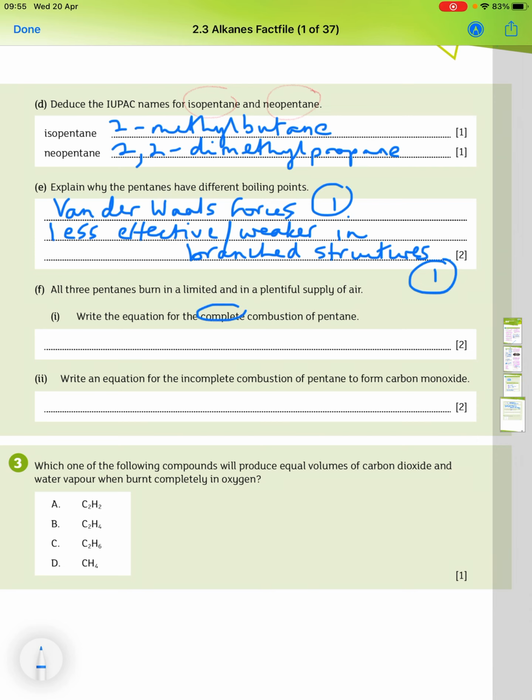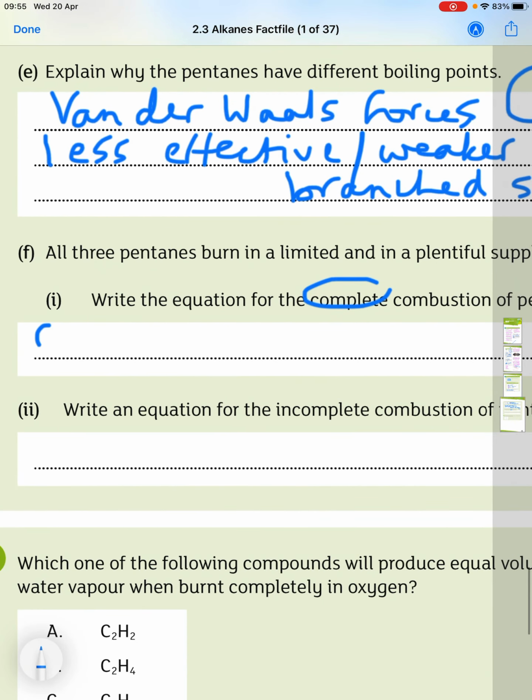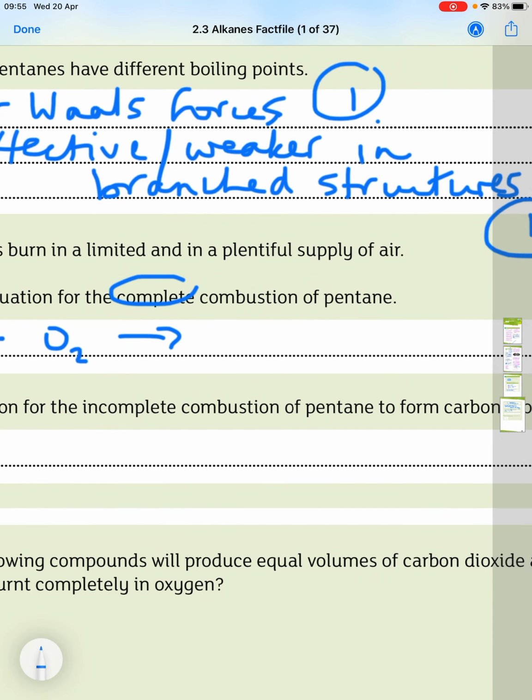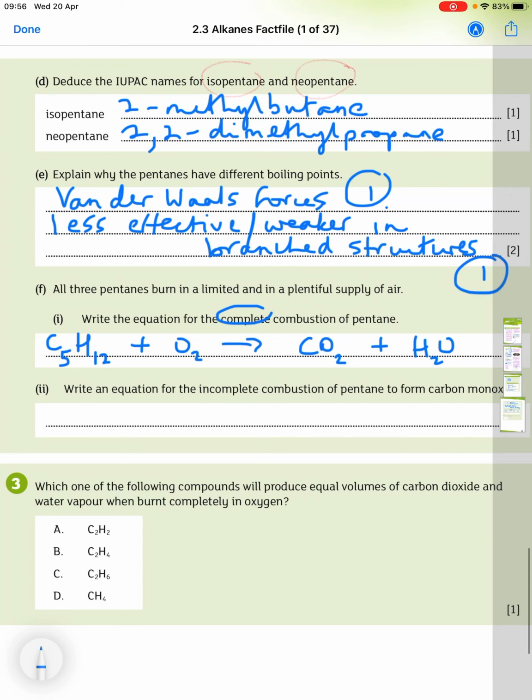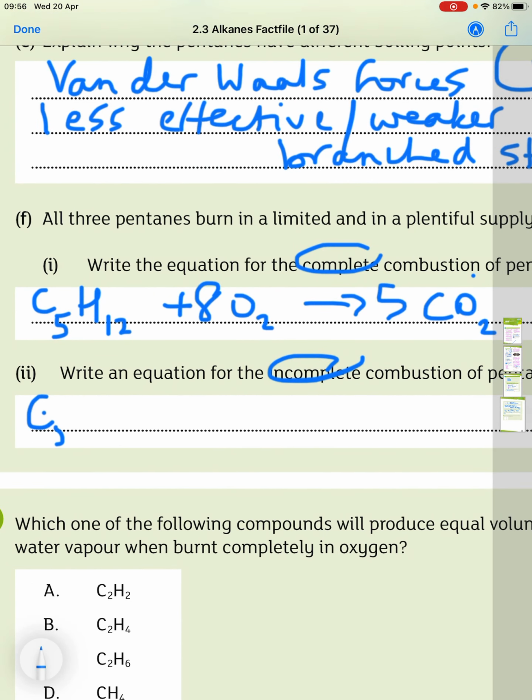Then all 3 pentanes burn in a limited and in a plentiful supply of air. Write the equation for the complete combustion of pentane. So pentane, C5H12, plus, we know it burns in oxygen, is going to give us carbon dioxide and water. The numbers are going to be 5 carbon dioxide and 6 water. That gives us 10 oxygens from the carbon dioxide and 6 here, so that is 16. So that means we need 8 oxygen to balance.